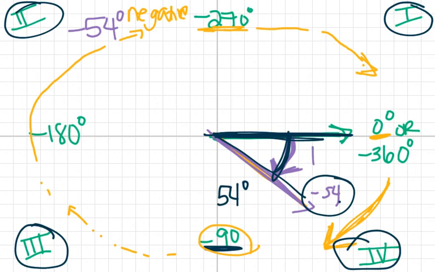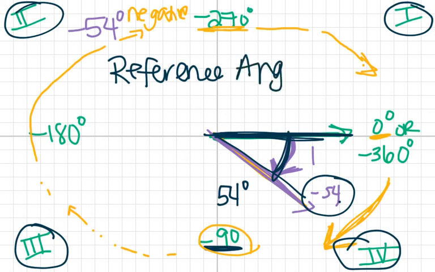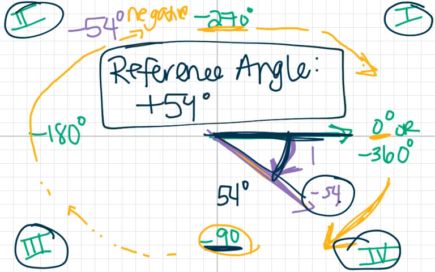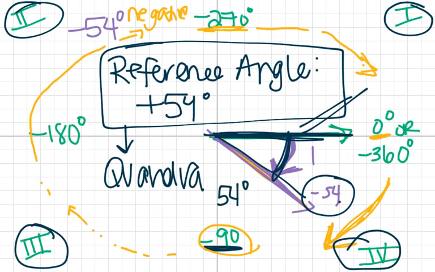So our reference angle, and we always think about reference angles as positive, is going to be a positive 54 degrees. All right? Cool. And what quadrant does that fall in? Quadrant 4. Let's also remember that the quadrants don't change. The quadrants stay the same. All right? Let's do one more example.